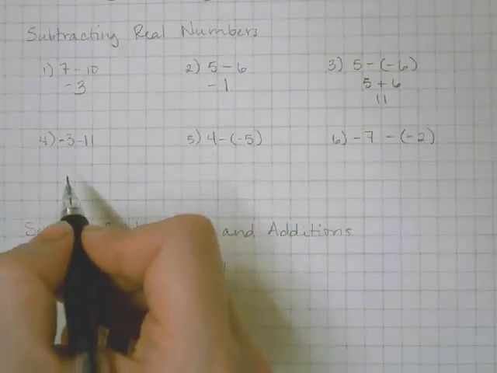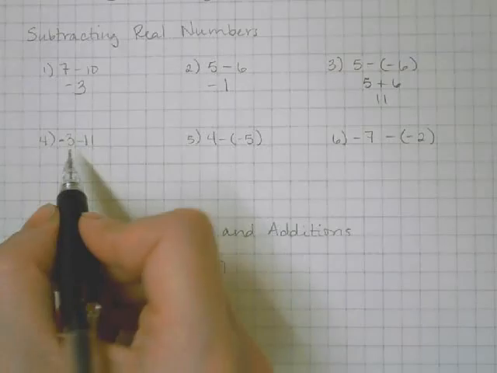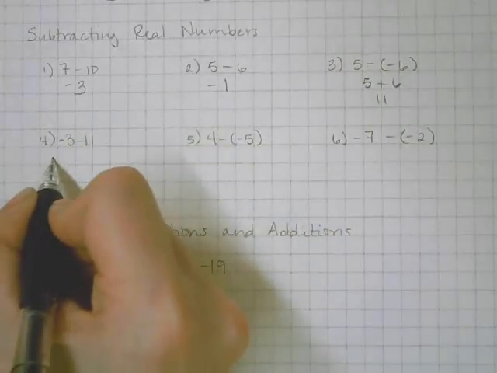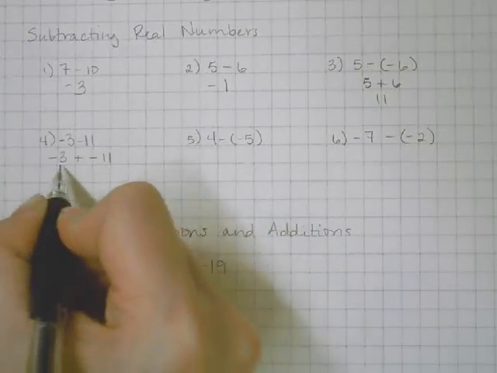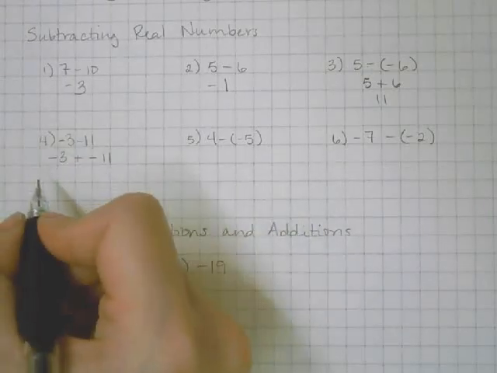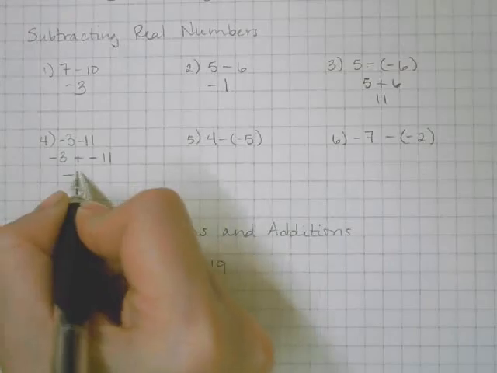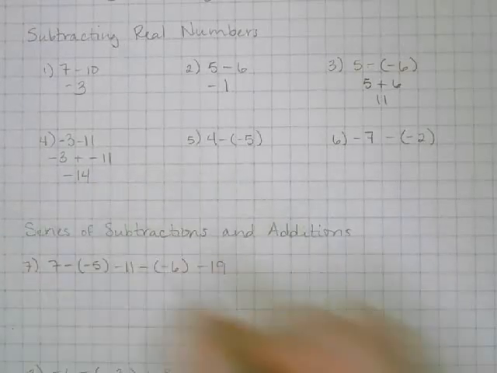Negative 3 minus 11. This is one people often very much struggle with, but it's just easiest to think of this as negative 3 plus negative 11. 3 plus 11 is 14. So negative 3 plus negative 11 is going to be negative 14.